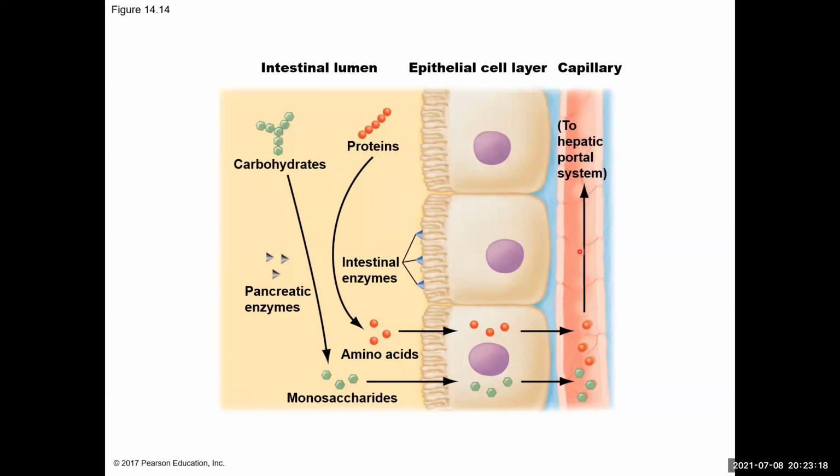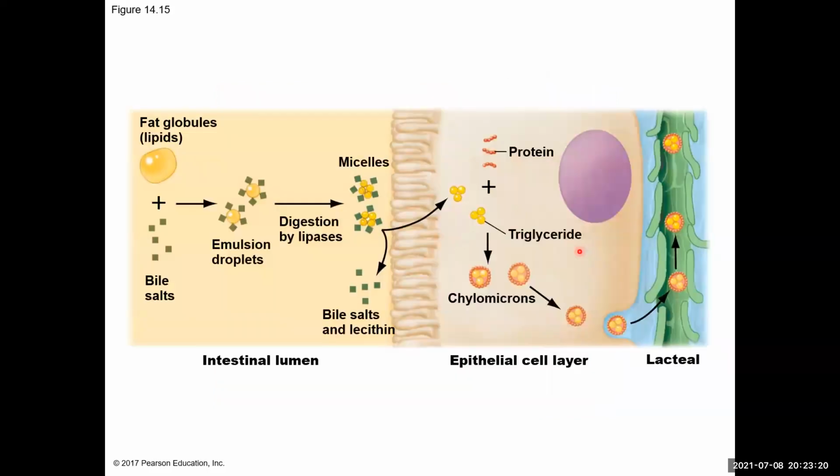For the fats, you have your bile salts that will emulsify those droplets, breaking them down into smaller droplets. They will be brought into their monoglyceride and fatty acid forms, reassembled into triglycerides, and then they're transported into the lacteal, where they'll then be taken to various places throughout the body.